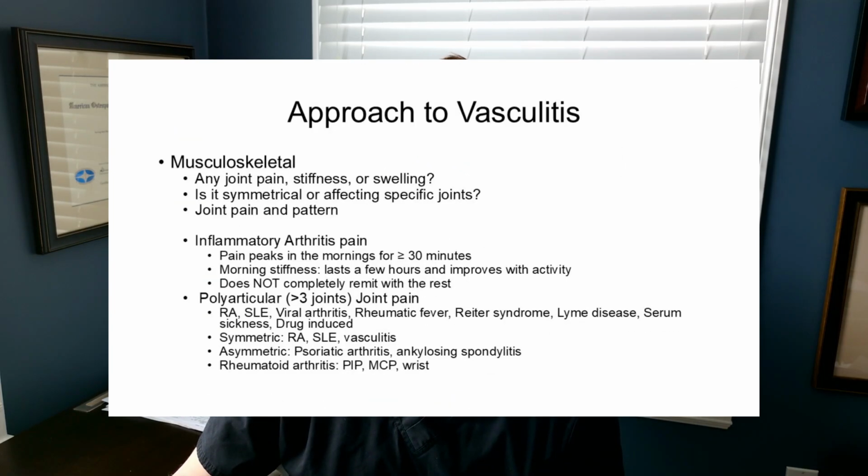Polyarticular pain, meaning greater than 3 joints, can be rheumatological disease. It can also be things like serum sickness, drug-induced arthritis, Reiter's syndrome, rheumatic fever, or Lyme disease. Patients that have a more symmetric pattern of joint involvement would have things like rheumatoid arthritis, SLE, and also vasculitis, which is what we're looking for today. Asymmetric patterns are more indicative of things like psoriatic arthritis and ankylosing spondylitis. Rheumatoid arthritis is more specifically found in the PIP and MCP joints, so looking there on your patient might give a hint if the person has rheumatoid arthritis as a presentation.